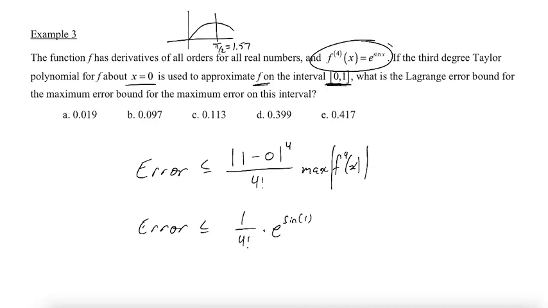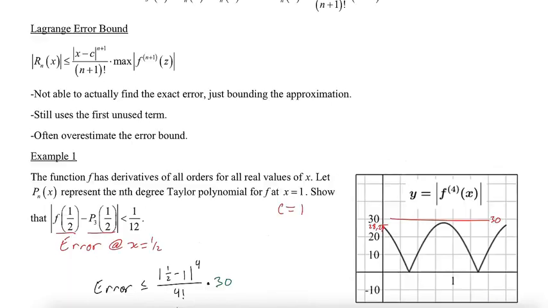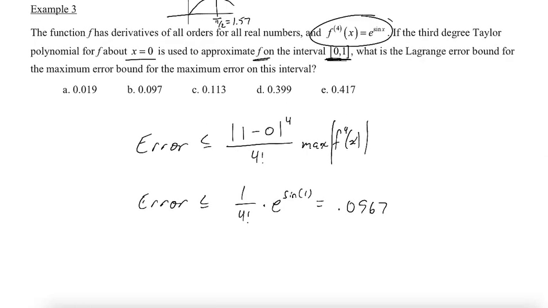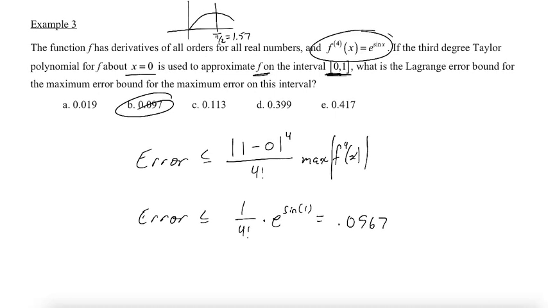When we do this, again, make sure you're on radians, that will produce the correct answer, which is 0.0967, which will round to option B there. So just be careful. Think about your interval. Think about what the maximum actually is on that interval.